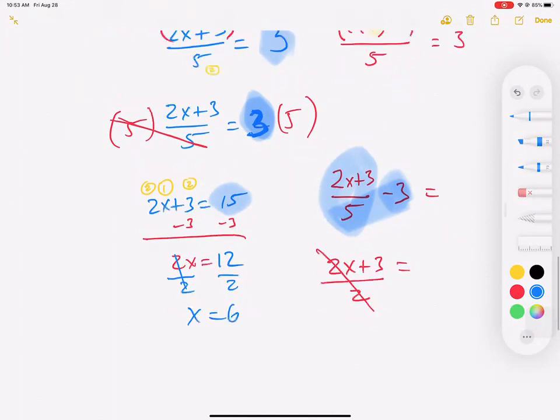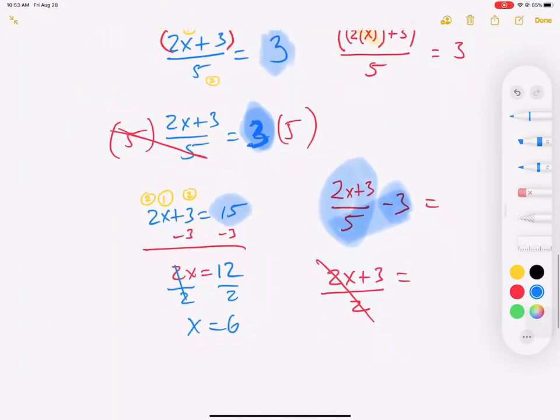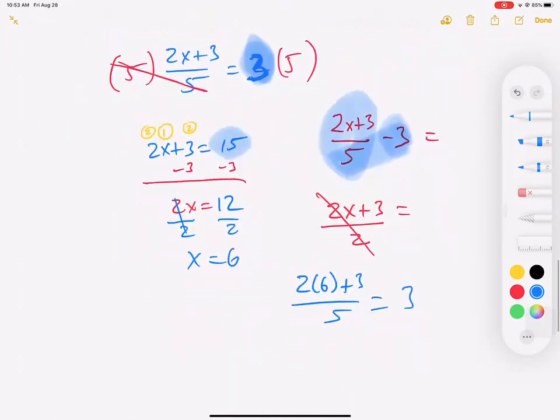Okay, I'm going to double check this question right from the top. Does 2 times 6 plus 3 over 5 equal 3? That is my ultimate question. Does me choosing x is 6 give me an equivalent statement? 12 plus 3 over 5 is the same as 15. 12 plus 3 is 15 over 5, and that's 3. And yep, they are equal.